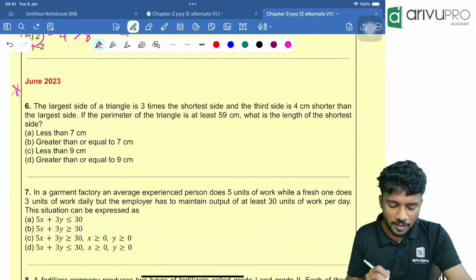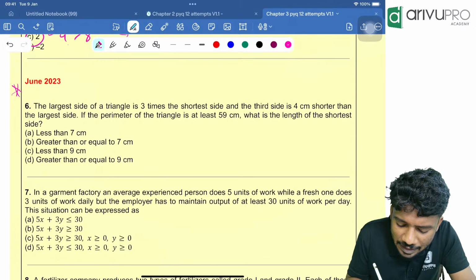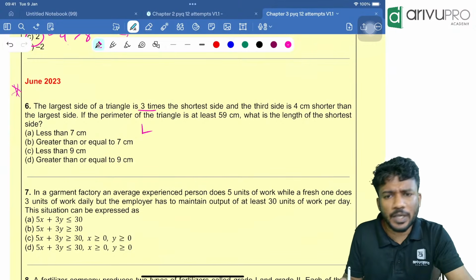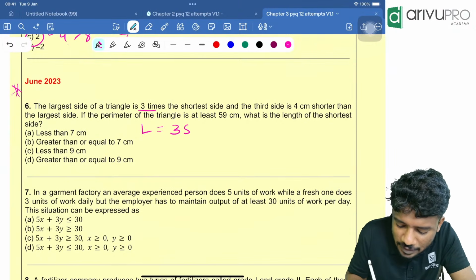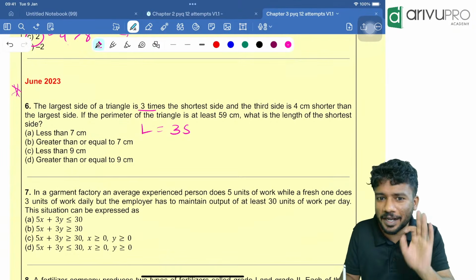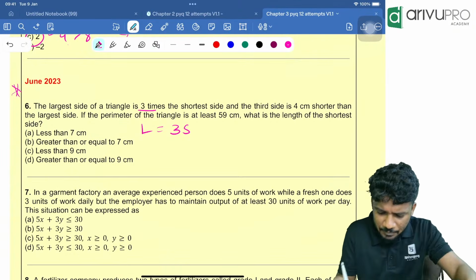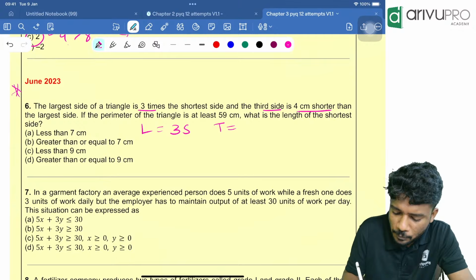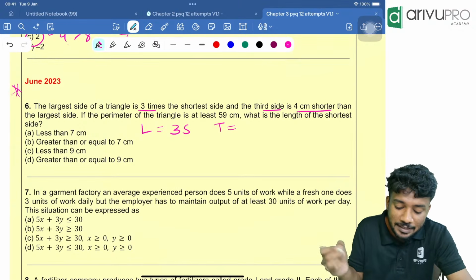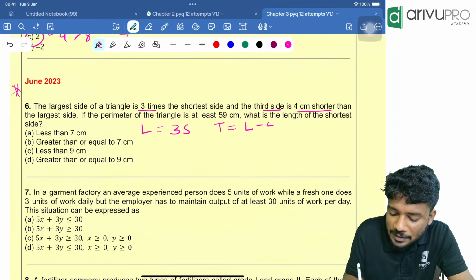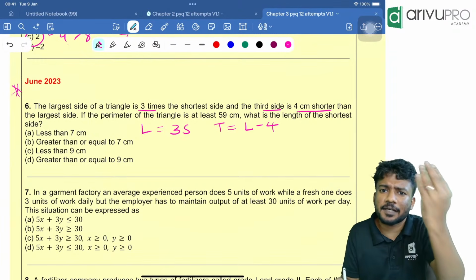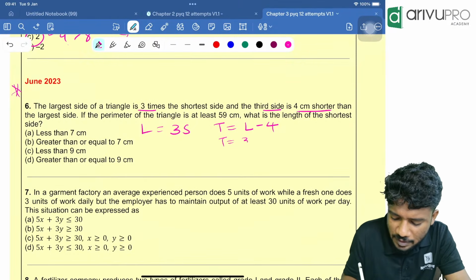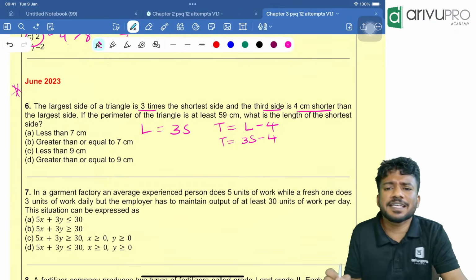June 2023 question. The largest side of a triangle is 3 times the shortest side. Let L be the largest side, and L is equal to 3 times the shortest. So I am saying L is equal to 3s. Then the third side is 4 centimeters shorter than the largest. That means L minus 4. It is smaller than the largest side by 4 centimeters. I can write it in terms of S, that is 3s minus 4, because L is equal to 3s.